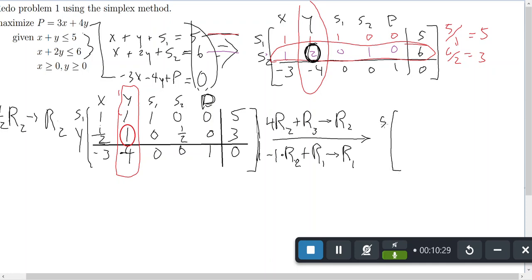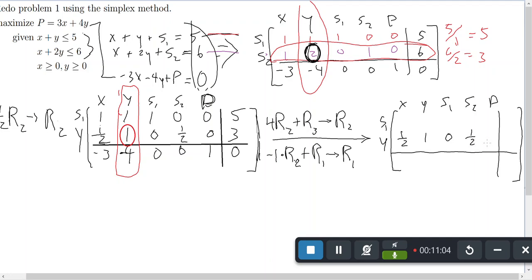And the next tableau is going to have S1, Y, and then X, Y, S1, S2, P, and the final unnamed column. Okay, so let's fill this out. The pivot row is not going to change, so I might as well just copy it. Okay, so 1/2, 1, 0, 1/2, 0, and 3. And if we did everything right, we're going to get 0 here and 0 here.